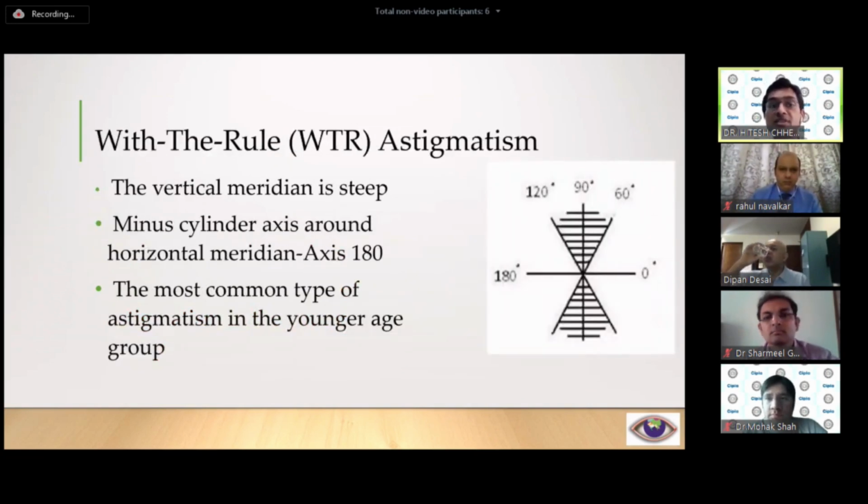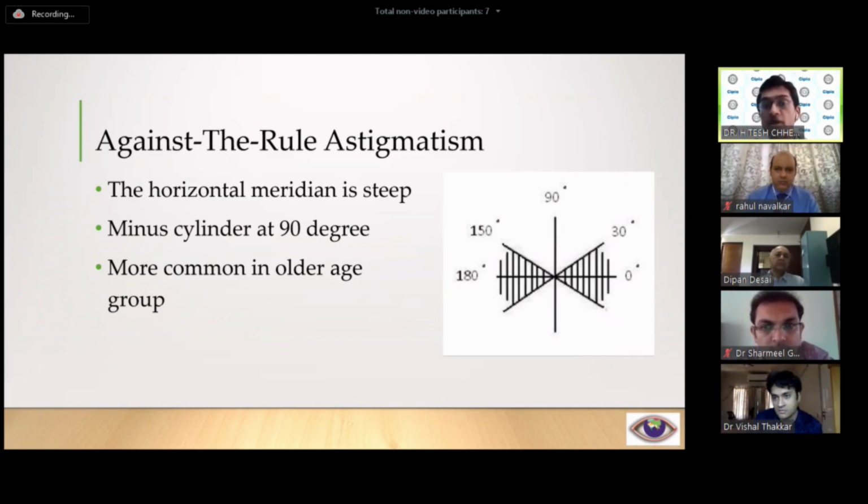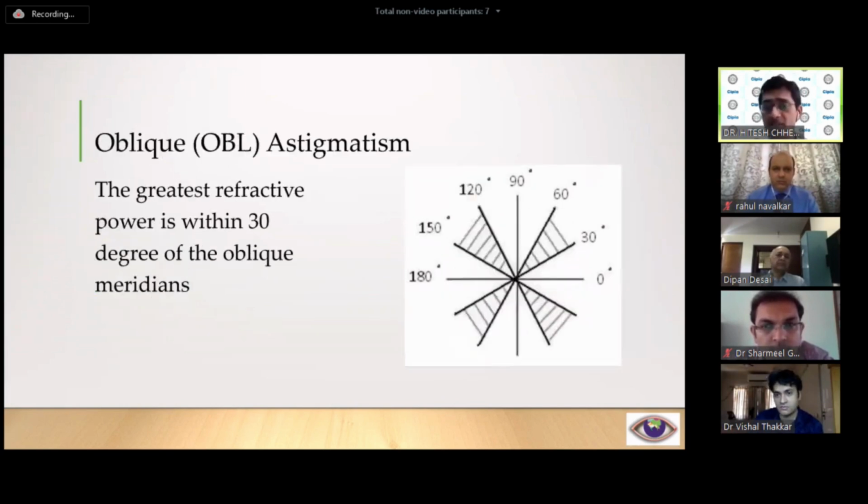With the rule astigmatism is when the vertical meridian is steep and the minus cylinder is at 180 degrees, most commonly seen in the younger population. As age advances, it shifts towards against the rule. The horizontal meridian is steep, minus cylinder is at 90 degrees, more common in the older age group. Oblique astigmatism is when the greatest refractive power is in the oblique meridians.